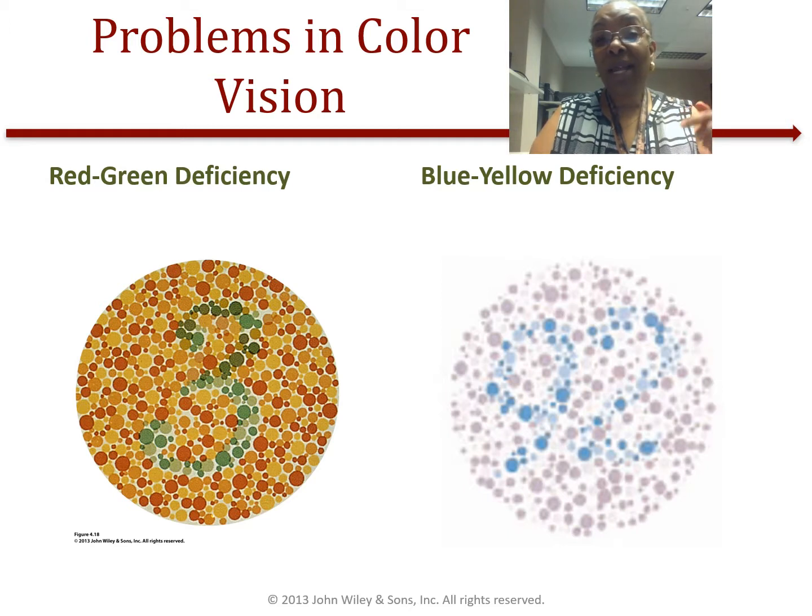If you'd like to test yourself for red-green color blindness, take a look at this figure from your textbook and follow the instructions, and tell me what you see. Hopefully you'll be able to see the numbers within it, and if not, then you might have some color blindness going on.